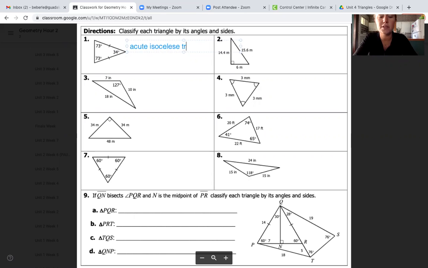Okay, acute isosceles triangle. And you don't necessarily have to write triangle after each of these. Sometimes I do, sometimes I don't. What do we think about question 2? And you can unmute yourself or tell me in the chat. What do we notice about angles and sides? So I need some participation here. A right angle. Perfect. So it's a right. And then we notice that all of the numbers on the sides are different. What is the vocabulary word that we use for that?